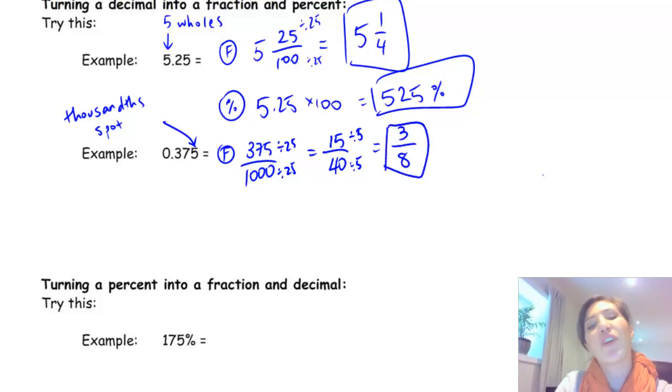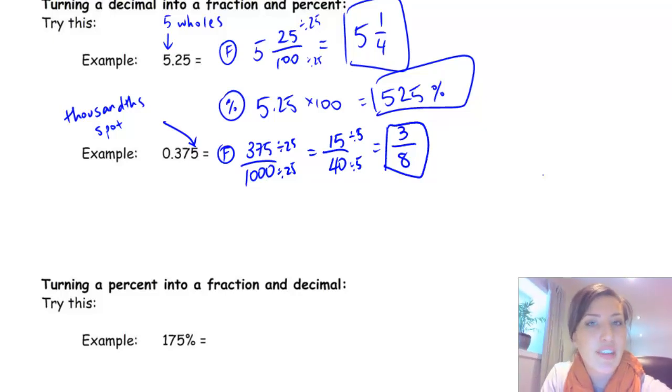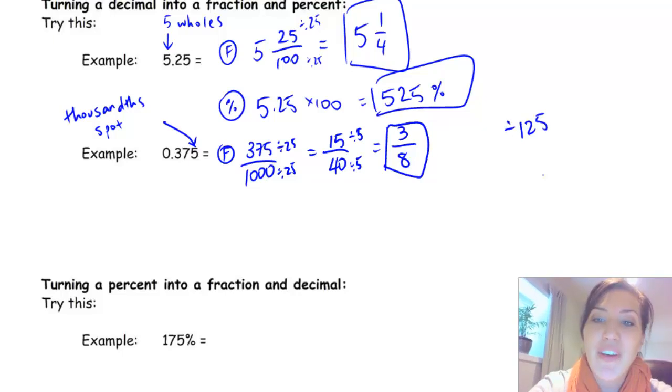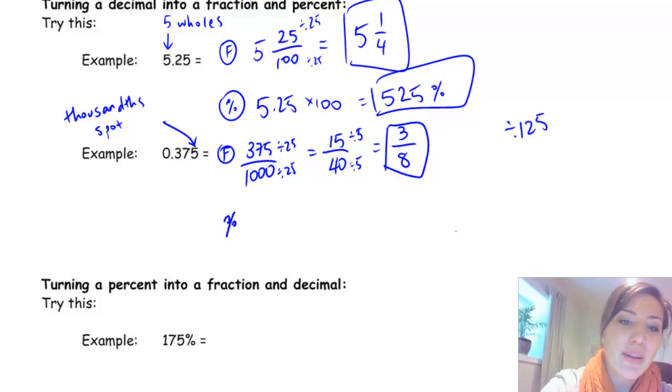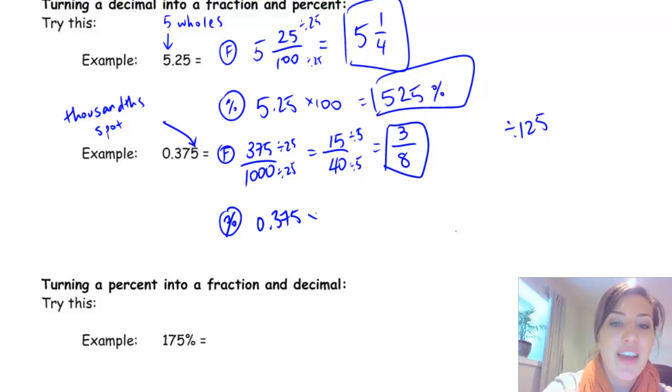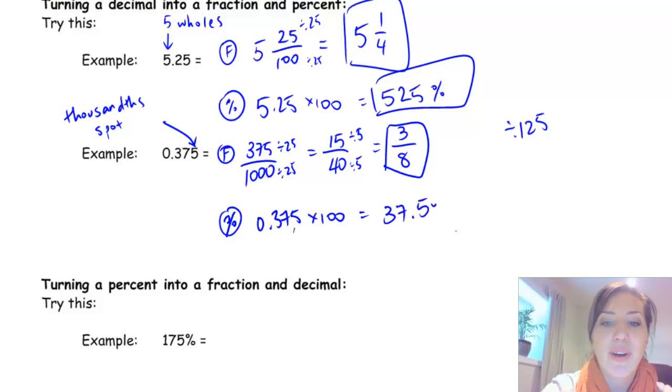Now, if the first time you notice that 375 and 1,000 can both be divided by 125, then that would take you straight to the 3 over 8. But sometimes it's hard to recognize that, so we can do a few steps of reducing. This, as a percent, we just take our decimal, 0.375, and multiply by 100. So move the decimal places over twice, and that gives us 37.5%.